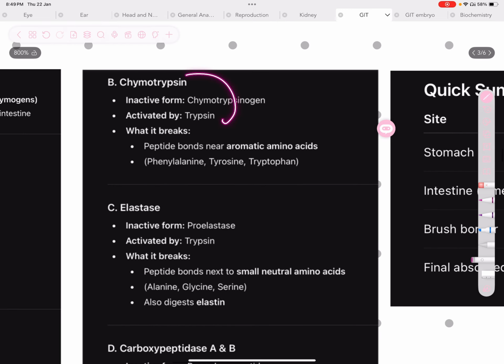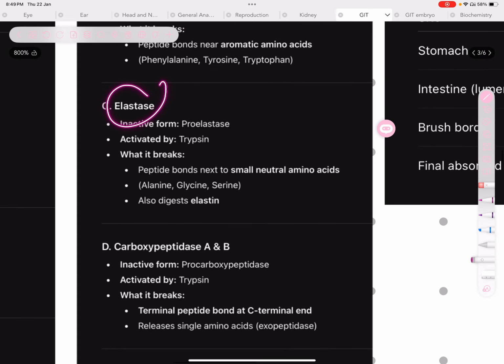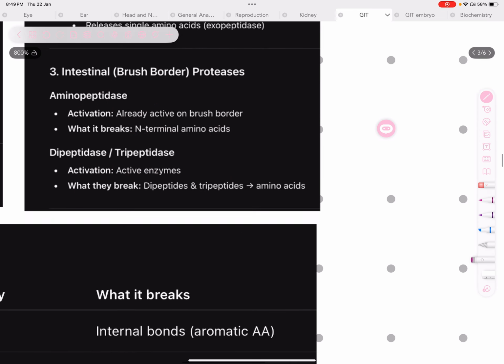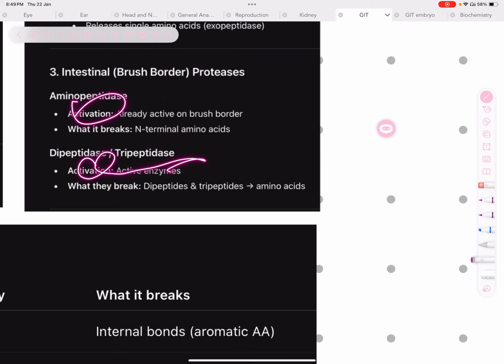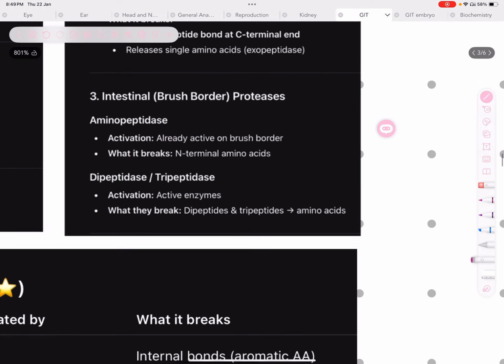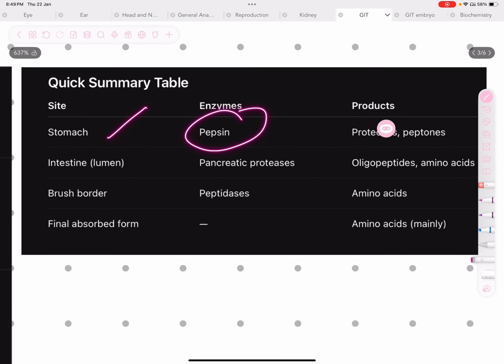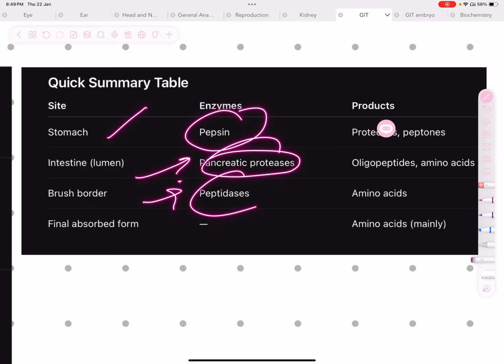Chymotrypsin is activated by trypsin, but it can also be activated by enterokinase. Elastase is activated by trypsin, carboxypeptidase activated by trypsin. Aminopeptidase, dipeptidase, and tripeptidase all appear as activated parts only, so they're already activated. Now this is the site. In the stomach you have pepsin. In the intestinal lumen, you have pancreatic proteases. At the brush border, you have peptidases, and these are the products.